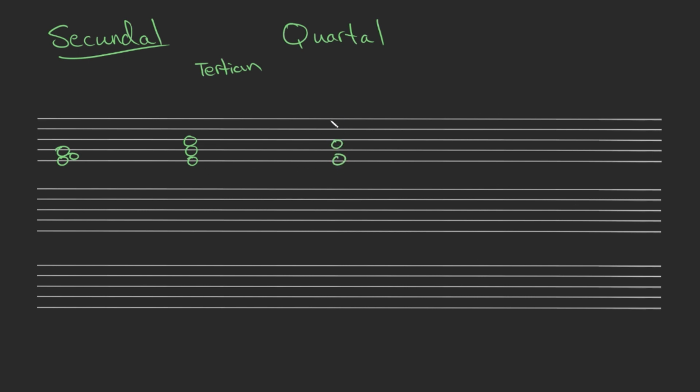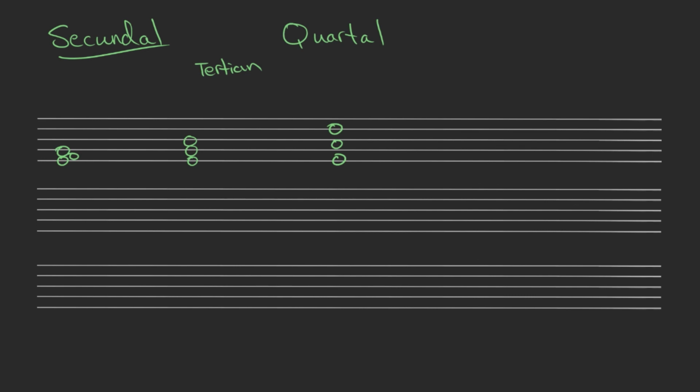So now that we've talked about the secundal chords, we're going to move on to the quartal chords. Remember, secundal are chords that are stacked in seconds. Tertian is what we saw originally, and what is most common in music, where you stack in thirds. Let's go ahead and start on the same line. And then quartal is stacked in fourths, like this.